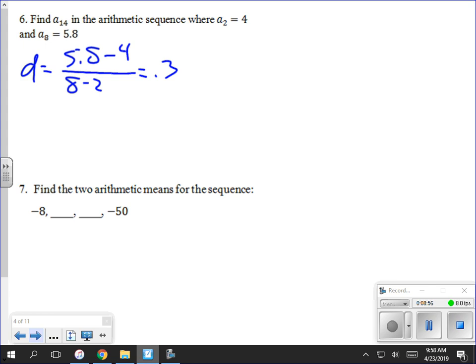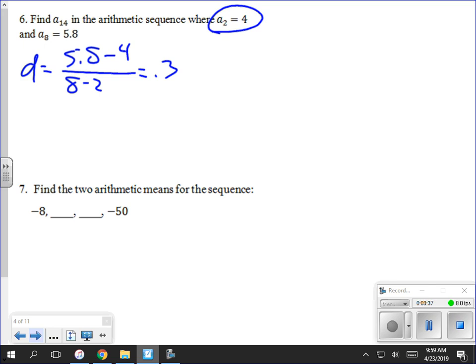So I have 2 of the things I need to know. Now I have a couple of choices from here. I'm looking for the 14th term. I could take 5.8 and add 0.3, 1, 2, 3, 4, 5, 6 times to get 14. I could do that. Or I could find the first term by subtracting 0.3 from this one. Move backwards 1 to get the first term, and then I can go straight to this formula, which I think is easier than trying to add it several times.